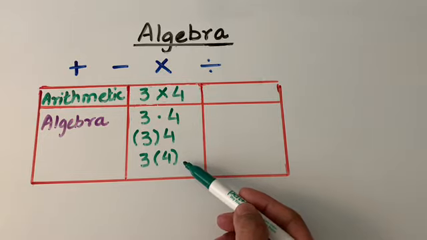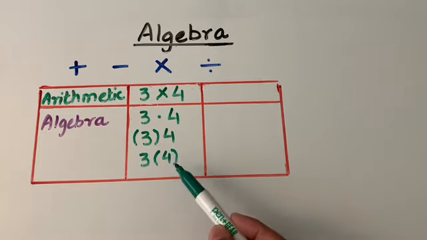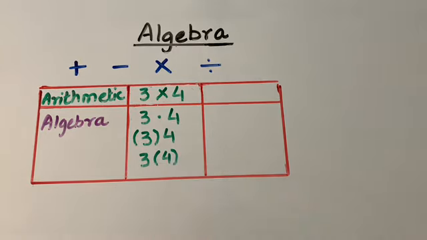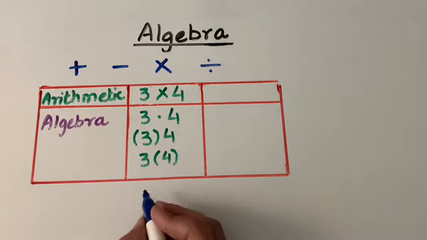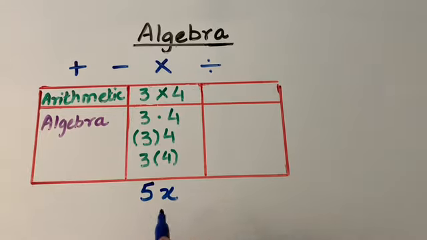In algebra, the multiplication sign is usually not shown because it's the default operation, and you can assume that two things right next to each other are being multiplied. Like if we have two things, 5 and x, in algebra this means 5 is being multiplied by x.